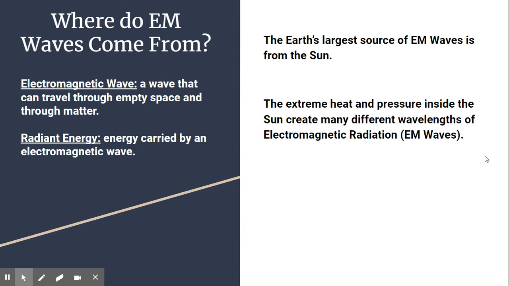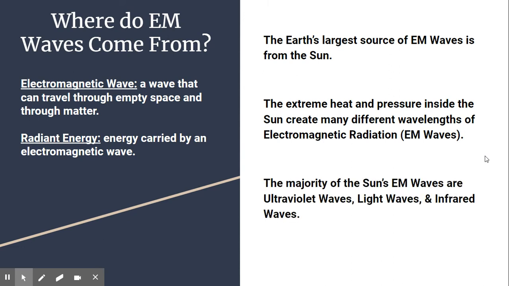The very, very hot and very, very pressurized inside of the sun creates those different wavelengths of electromagnetic waves. The sun generally gives out ultraviolet waves, light waves, and infrared waves, which isn't really all that surprising. You may have seen sunscreens and things like that talk about the UV or ultraviolet rays that they block.